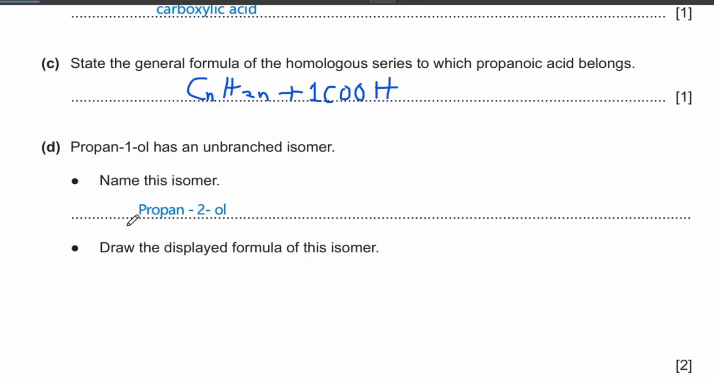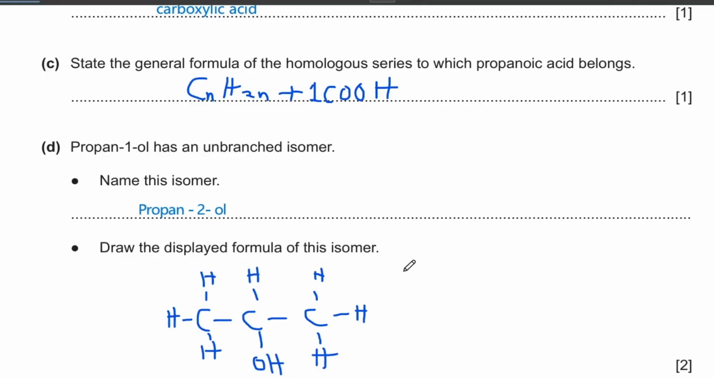How do we do that? Propan, that means it has 3 carbon atoms. So we draw the 3 carbon atoms. Next, 2-ol, that means it's an alcohol, and the alcohol is on carbon number 2. So if we count, this is carbon number 1, this is carbon number 2, this is carbon number 3. So that means the alcohol functional group is going to be on this carbon. So next, you write your hydrogens. So this is the display formula of the isomer, which is propan-2-ol. The OH is on carbon number 2.